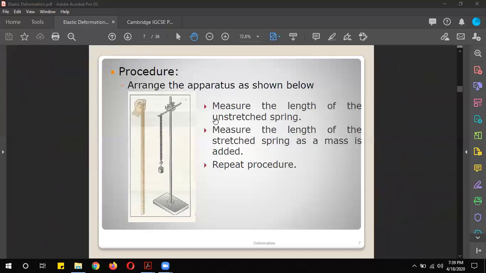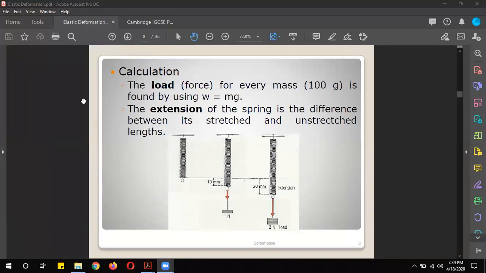Now, let's move to the next slide. Now you can see calculation. The load for every mass of 100 gram is found using W is equal to mg, because we always say that this change in length occurs because of a force. So what force is compelling the spring to stretch? It is weight. And weight equals to what?